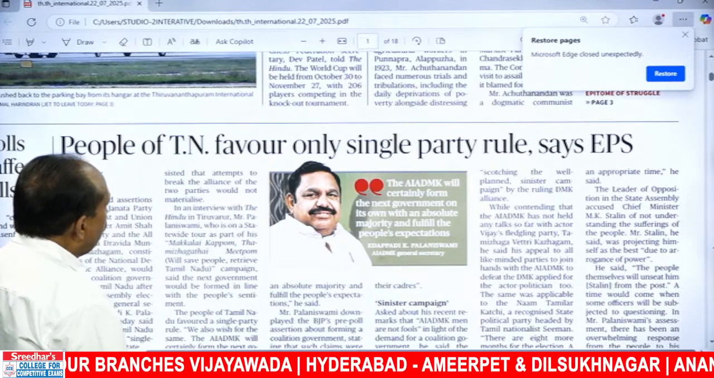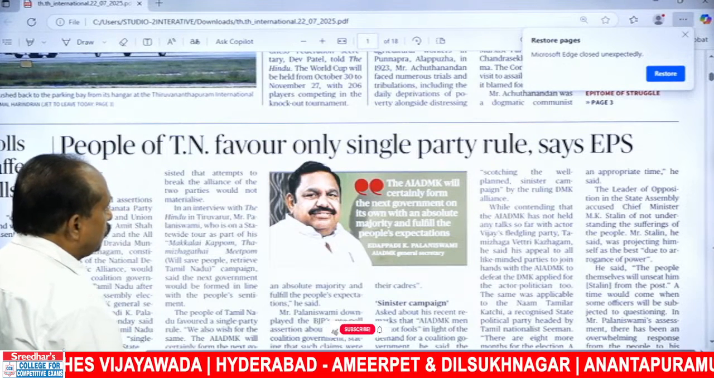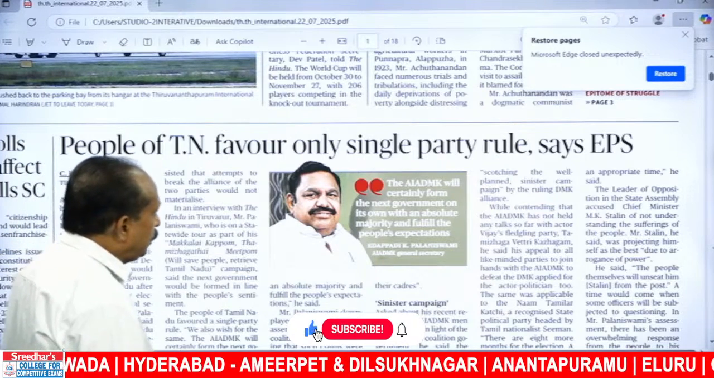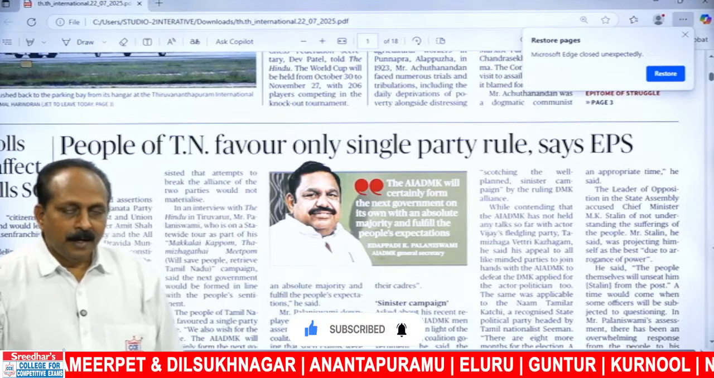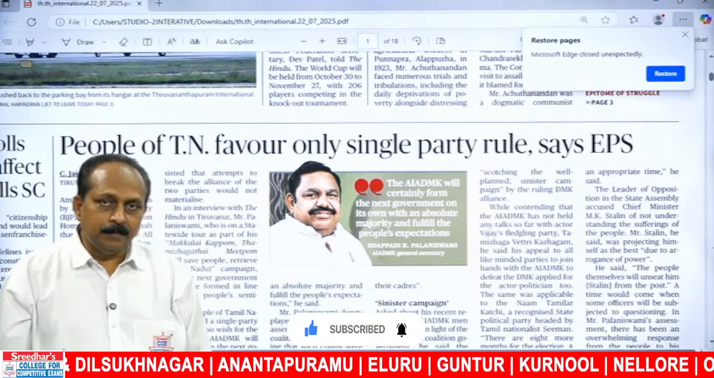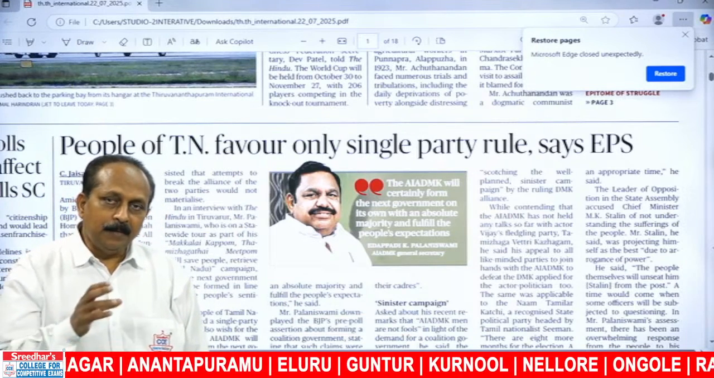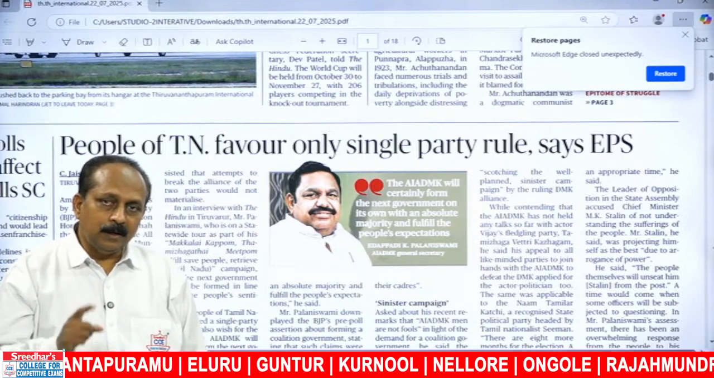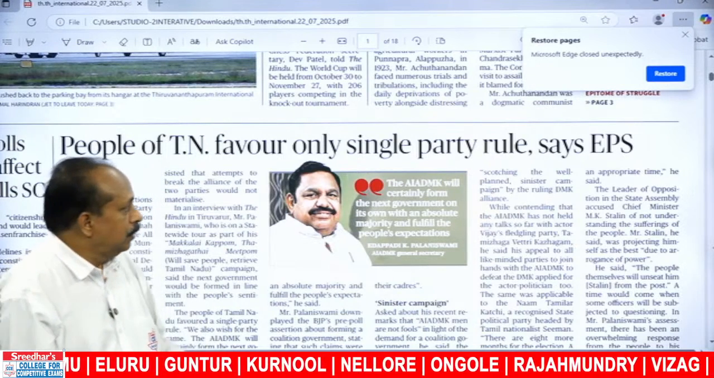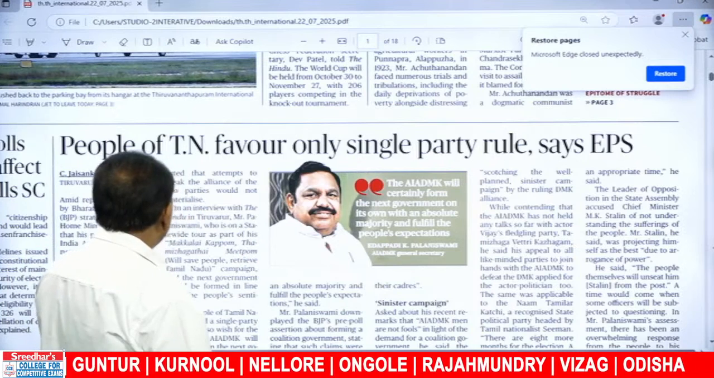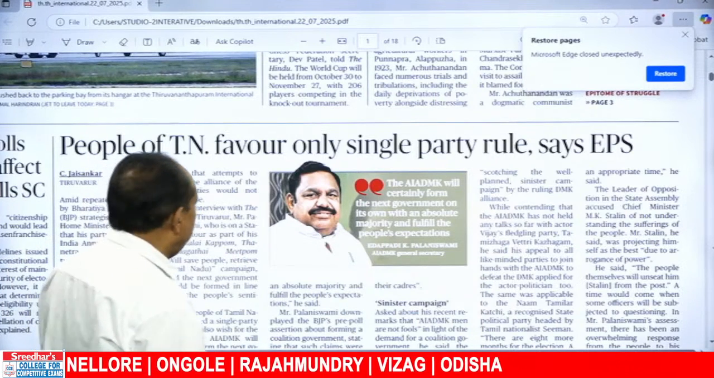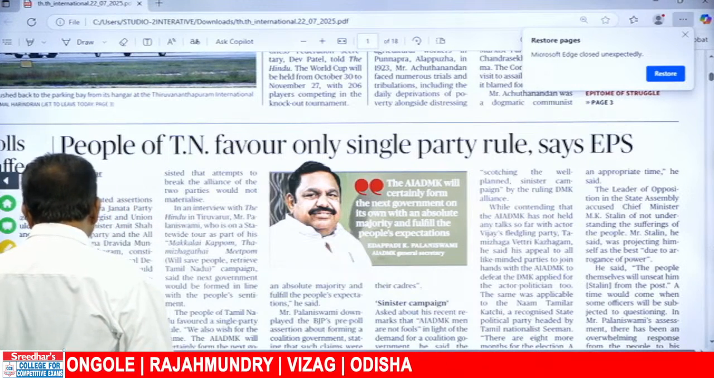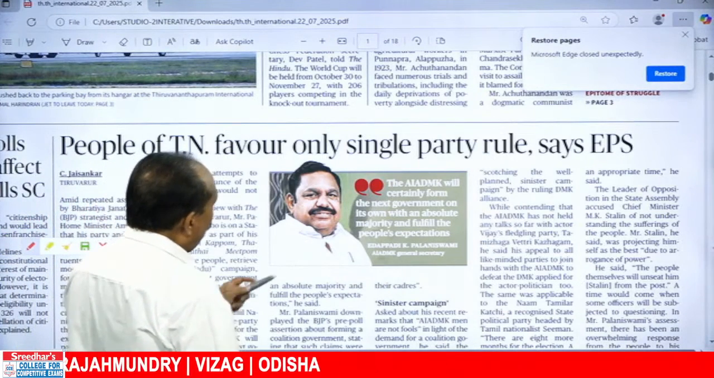Coming to this one, political news. People of Tamil Nadu favor only single party rule, says EPS. EPS, former Chief Minister of Tamil Nadu, he made a statement. What is that statement? He says, people of Tamil Nadu, they want a single party rule, it seems. They will not accept anything else. People of Tamil Nadu favor only single party rule, says EPS. There's one important word you should focus on. Tell me what is that?